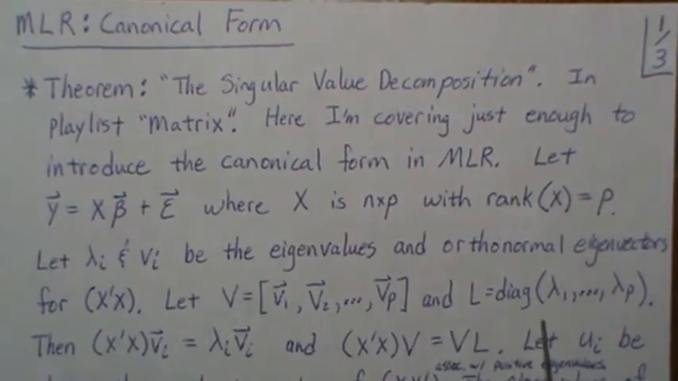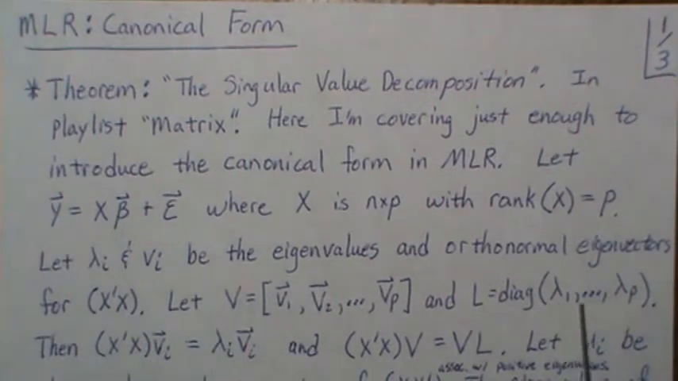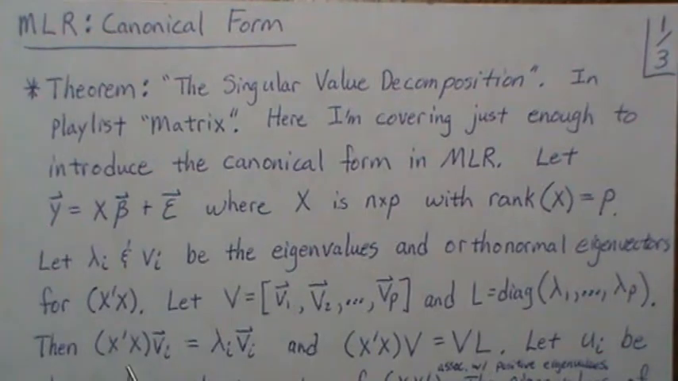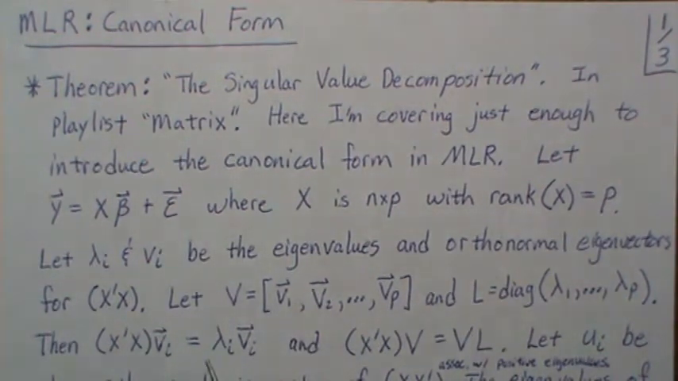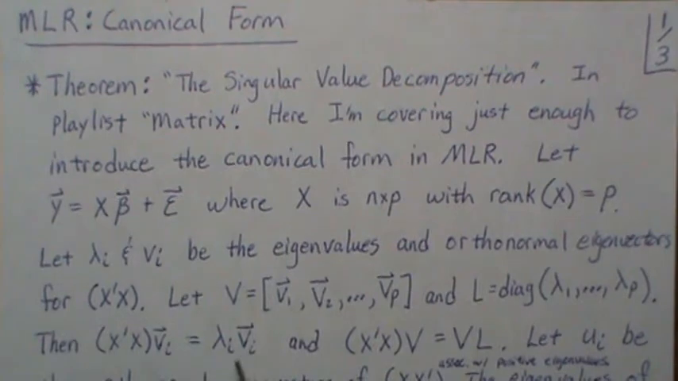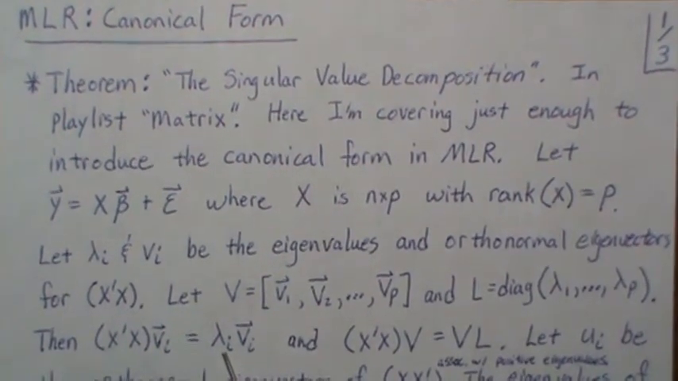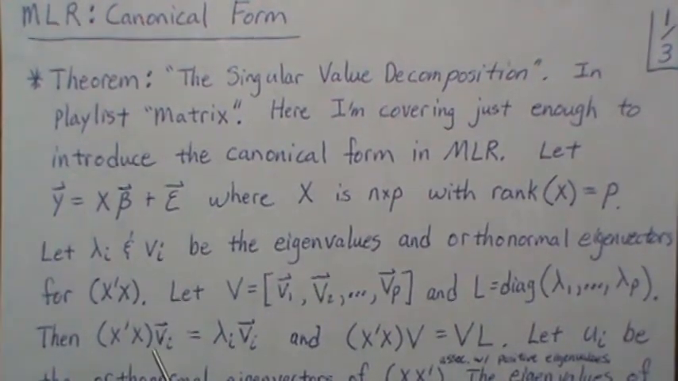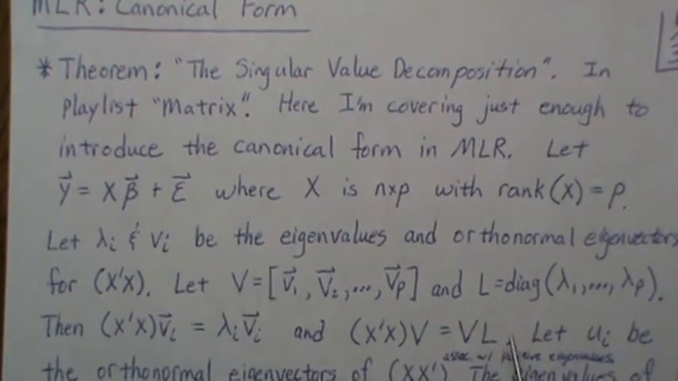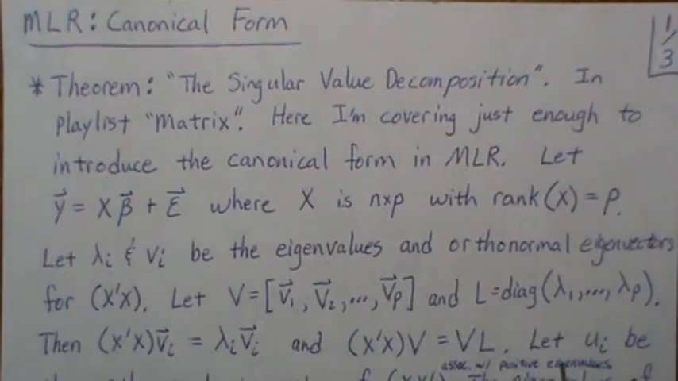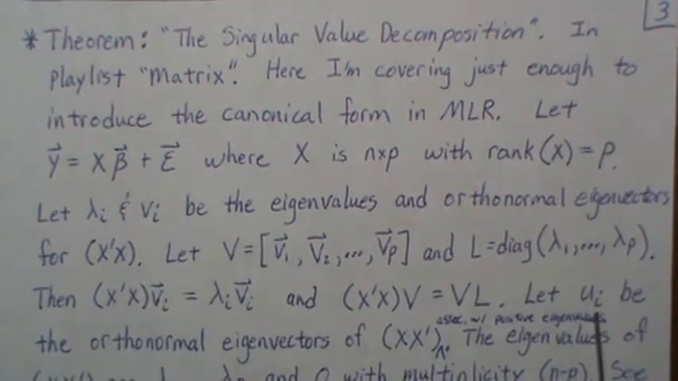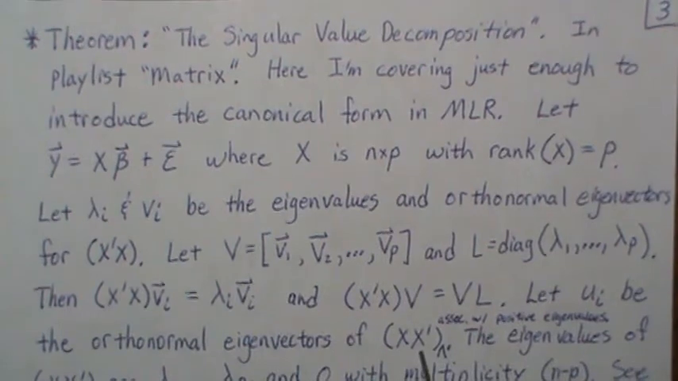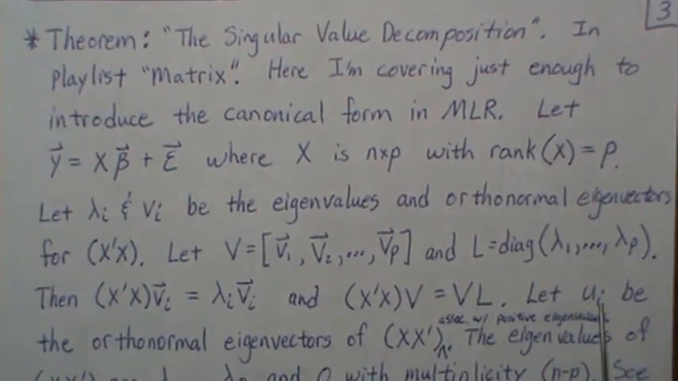Let's let L be a diagonal matrix with the eigenvalues down the diagonal. So L is a p by p matrix. Because they're eigenvalue-eigenvector pairs, this property holds: each eigenvector has an associated eigenvalue with it. Now, if we want to keep them all in matrix form, we can write this property like this for all of them together.